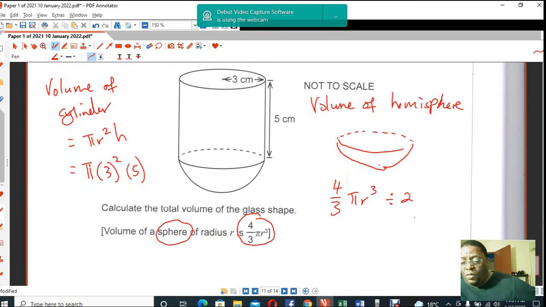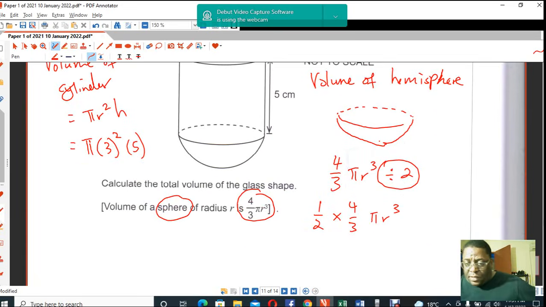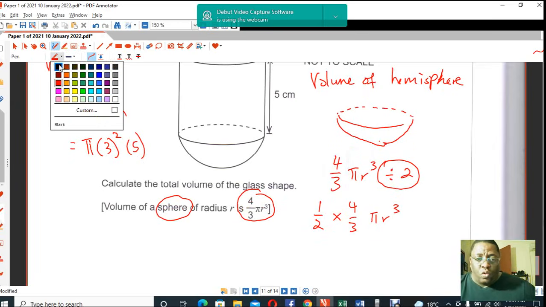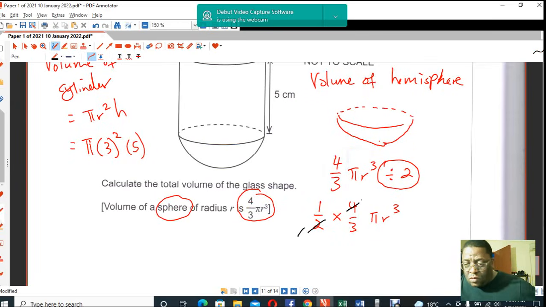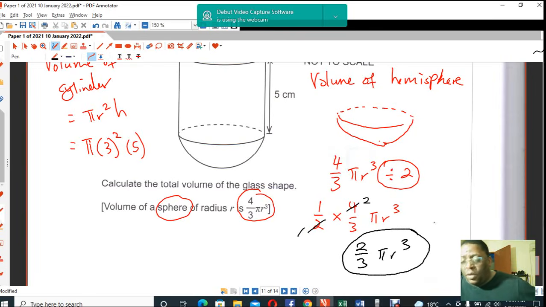Okay, so when you divide by 2, remember, dividing by 2 is the same as saying multiplying by a half. Okay, it's the same thing. The reason why I do that is to simplify nicely: a half times 4 over 3. I hope you're familiar that 2 goes into itself once and into 4 two times. So I've got 2 over 3 pi r cubed. So this is the formula for the hemisphere.